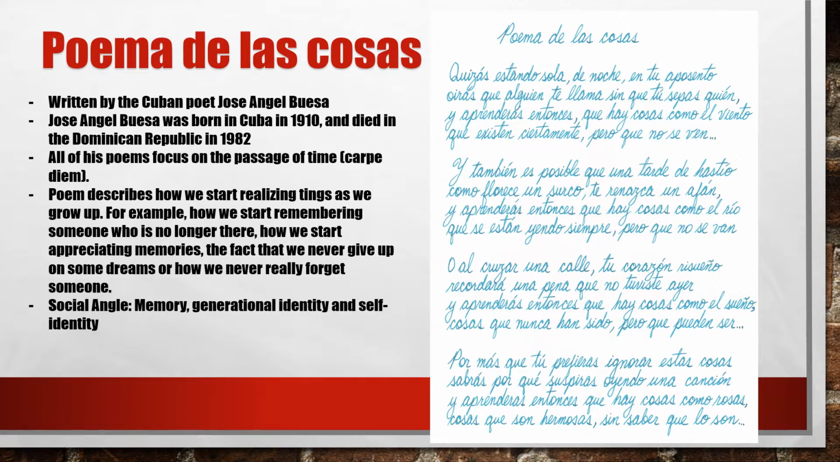The last artwork that I chose for this presentation is Poema de las Cosas, that translates into Poem About Things. It was written by Cuban poet Jose Angel Buesa. Jose Angel Buesa was born in Cuba in 1910 and he died in the Dominican Republic in 1982. Most of his poems focus on the passage of time.